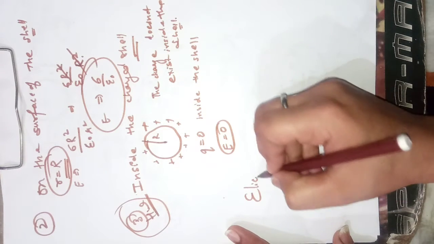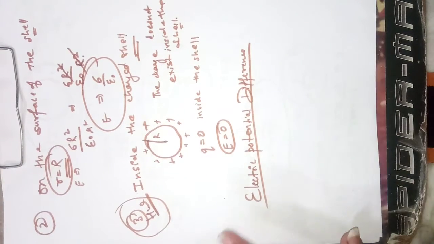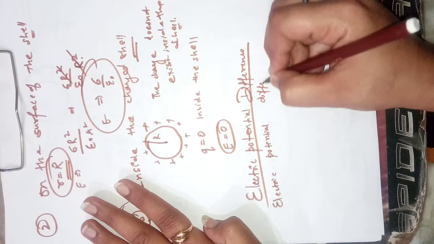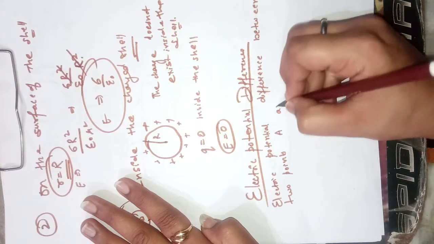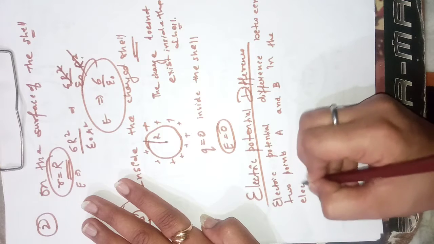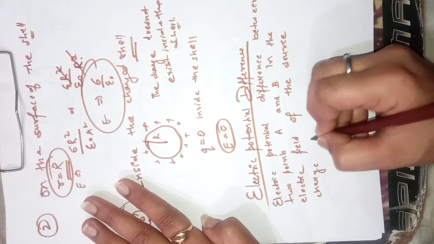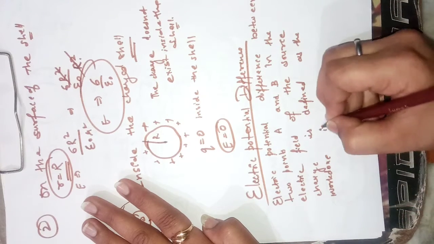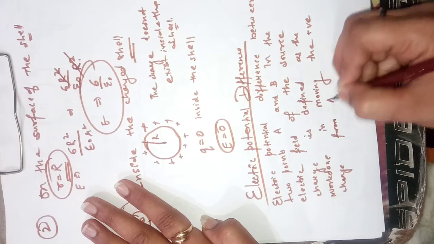What is electric potential difference? Electric potential difference between two points A and B in the electric field of the source charge is defined as the work done in moving the positive charge from A to B.